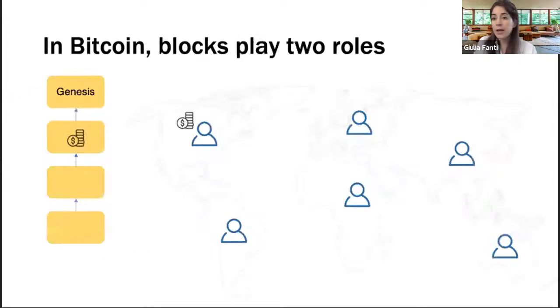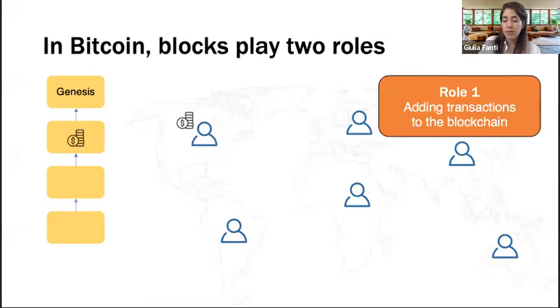So how do we do that? Well, the key insight is that in Bitcoin, blocks play two roles. The first role, which we talked about earlier, is adding transactions to blocks. So anytime Alice produces a transaction, blocks are the vehicle through which that transaction gets added to the blockchain.